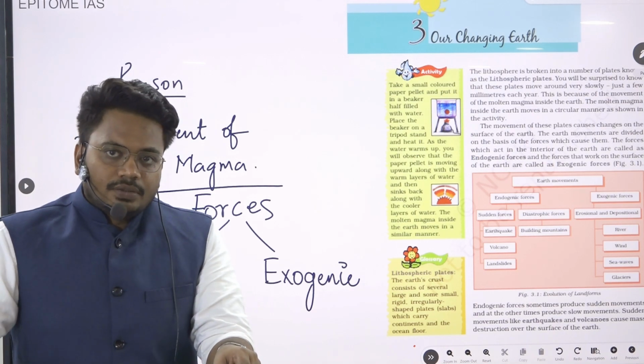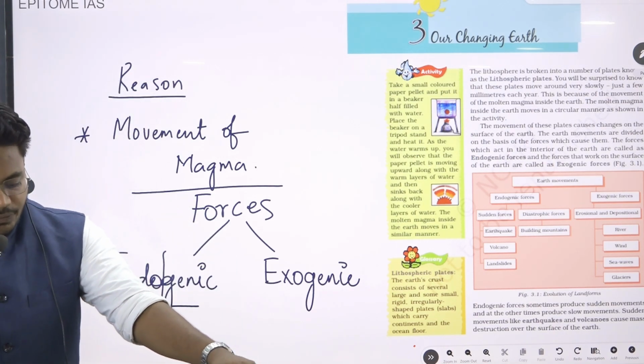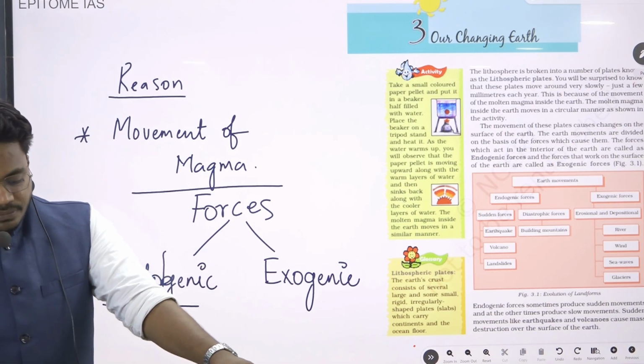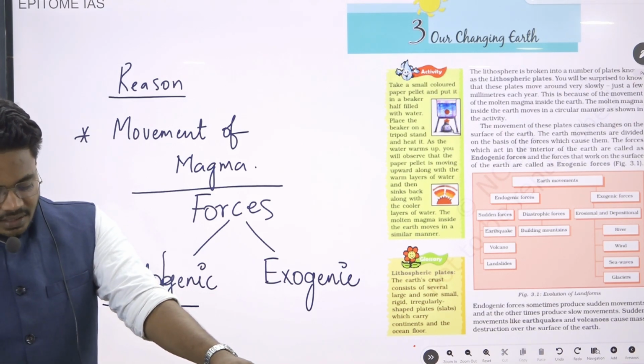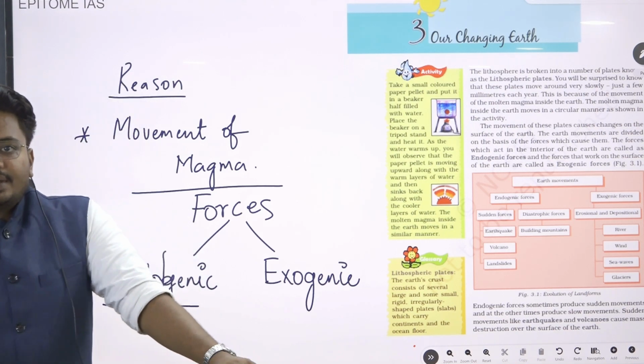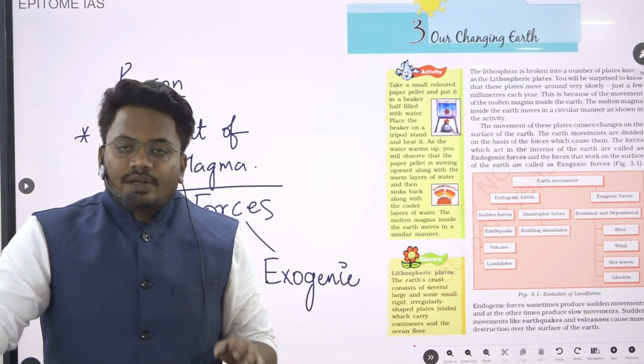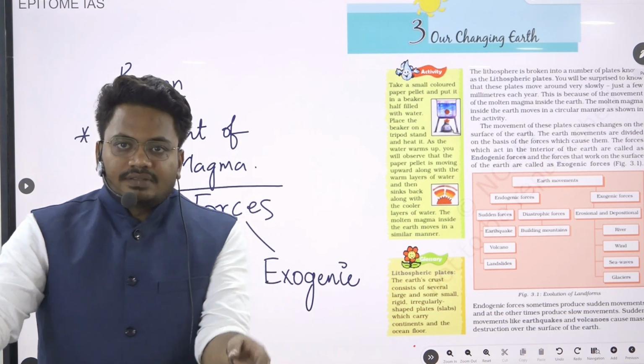that means the forces which are generated outside the interior of the earth, or which are generated on the crust of the earth, are called exogenic forces. Okay, now the point here is, because of these endogenic forces, we can see the sudden movements that are happening on the earth. That means we can say that because of these endogenic forces, we can experience the sudden movements.